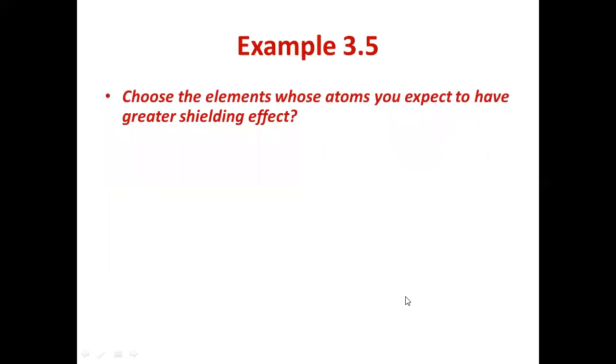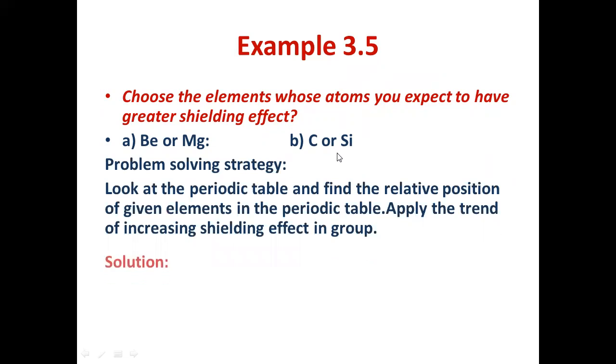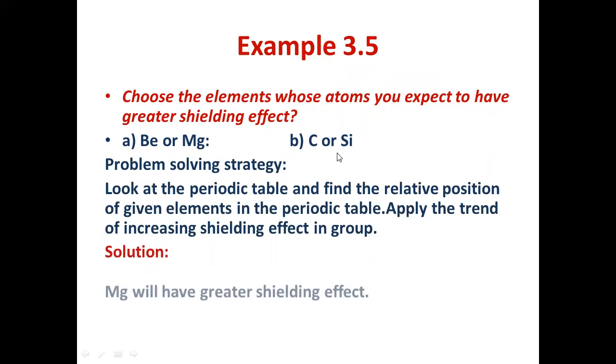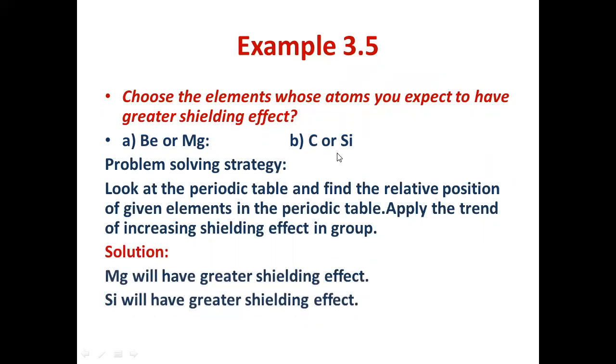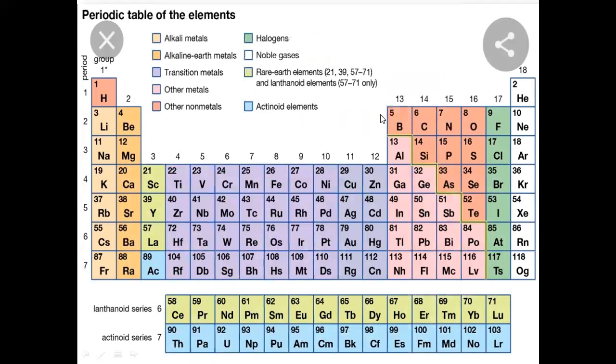Example 3.5: choose the elements whose atoms you expect to have greater shielding effect. The first case is beryllium or magnesium, and the second case is carbon or silicon. Beryllium and magnesium are present in group 2A of the periodic table, while carbon and silicon are present in group 4 of the periodic table.